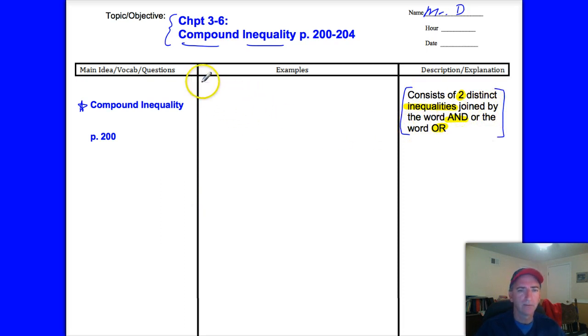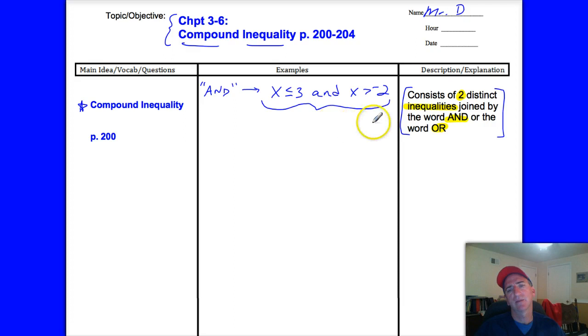Let's look at, first of all, what an and compound inequality might look like. Let's say I had a condition where I said x is less than or equal to 3, and x is greater than -2. That's compound because there are two conditions that have to be met for me to find a value for x. Can you think of a number that's less than 3 and greater than -2? Well, there are a lot if you include all the decimals, but you could say 0. 0 is less than 3 and 0 is greater than -2. How about 1? 1 is less than or equal to 3 and it's greater than -2.